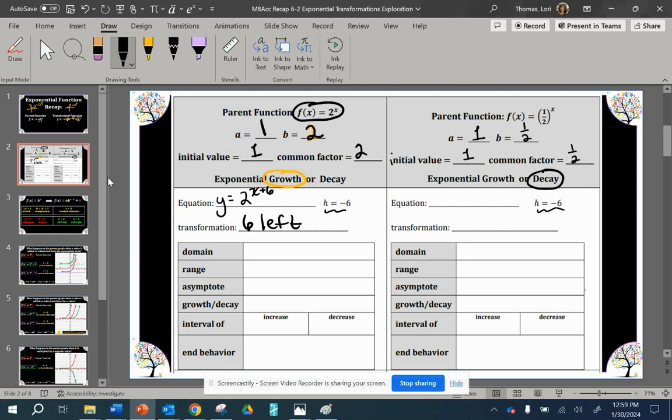And then you're going to complete your domain, range, asymptote, growth or decay, interval of increase or decrease, and end behavior. I'm not going to go through that right now, but you can check the answer key. Now let's go ahead and do one when we change that same h value to -6, but we're going to take a look at the parent function that is a decay.